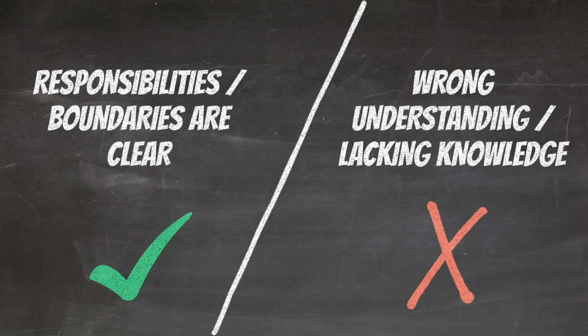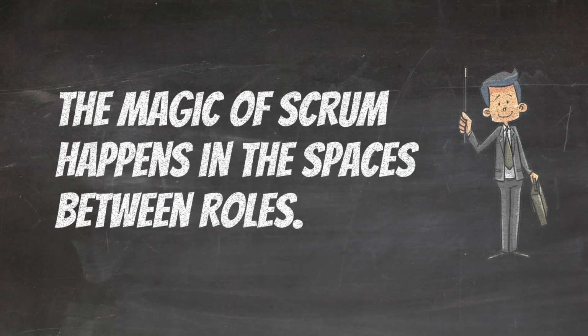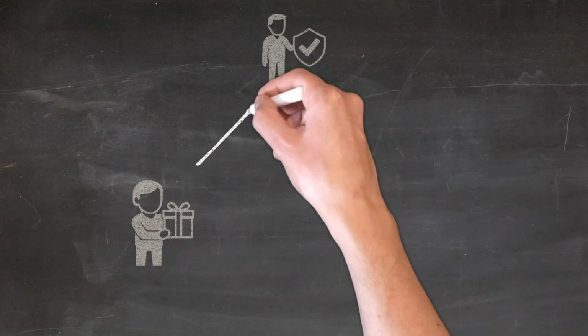So how do these three roles work together without creating bottlenecks? Let's explore their interactions next. The magic of Scrum happens in the spaces between roles. Think of these interactions like the gears of a well-oiled machine. When they work together properly, everything runs smoothly. Each role pair needs specific communication patterns.